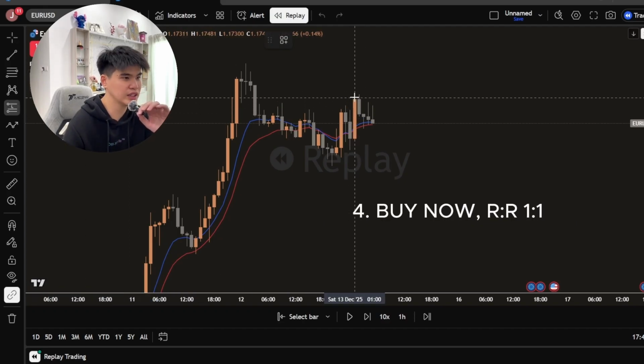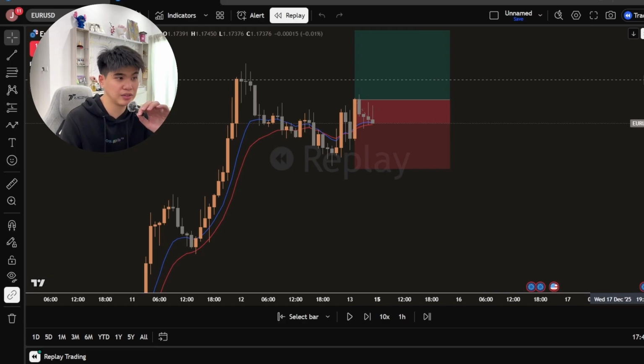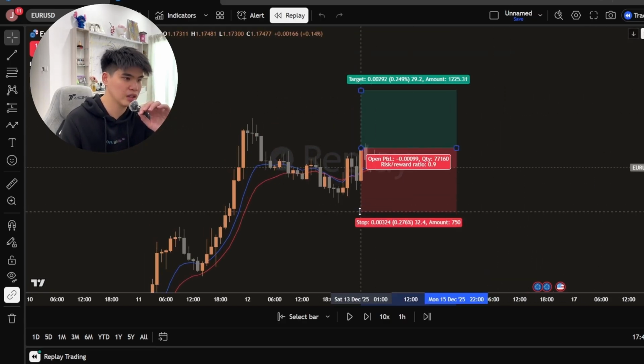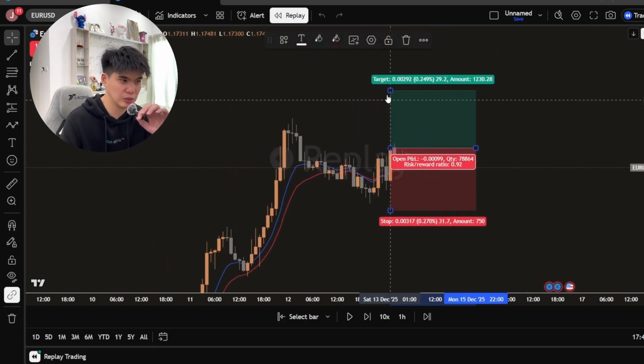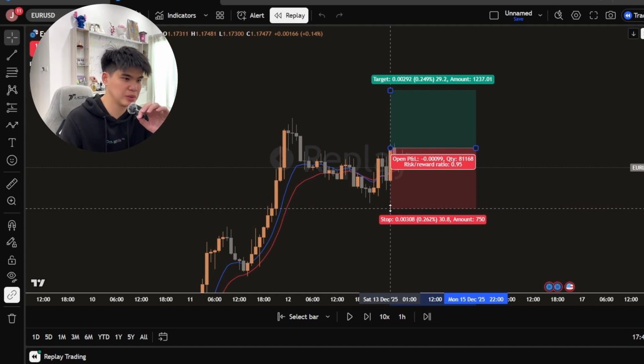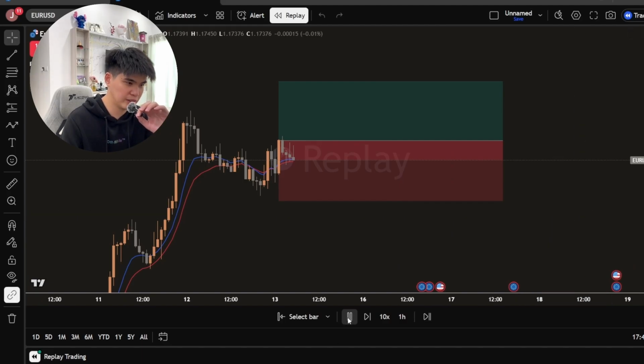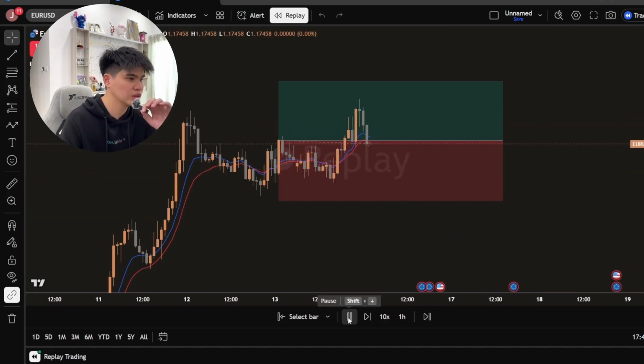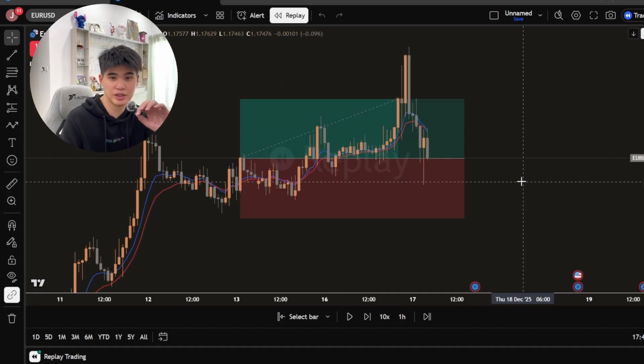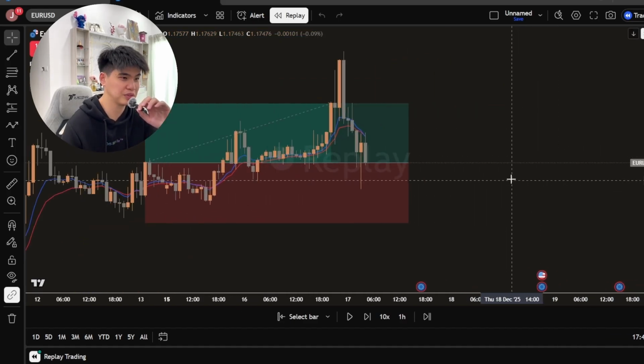And let's just say that I entered immediately right after I see my confirmation. Set my stop loss slightly below, about 31 pips. Just give it 30 pips, right? 30 pips, and then my take profit is 30 pips as well. And let's see if we got the take profit. Let's run. All right, congratulations. We got our first take profit of the day.